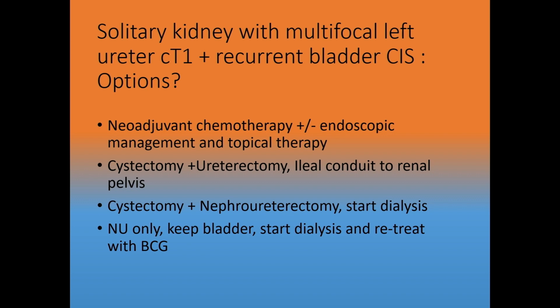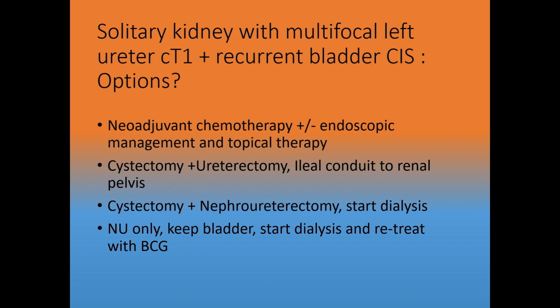So this is a solitary kidney, multifocal left clinical T1 with recurrent bladder CIS after BCG. What are the options? We give neoadjuvant chemo with or without endoscopic management to try to preserve her kidney, and then maybe some topical therapy for the bladder CIS. Do we do just cystectomy, ureterectomy, and then ileal conduit to preserve the kidney, but just the renal pelvis, and put a high ileal conduit?